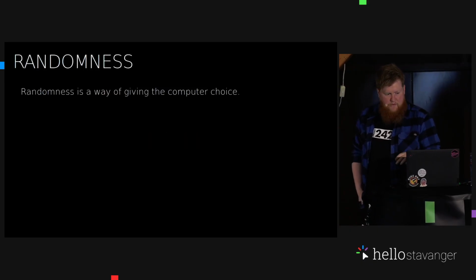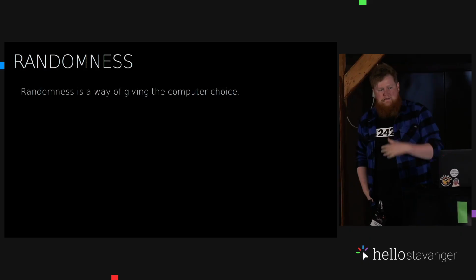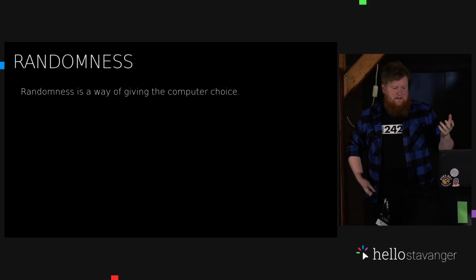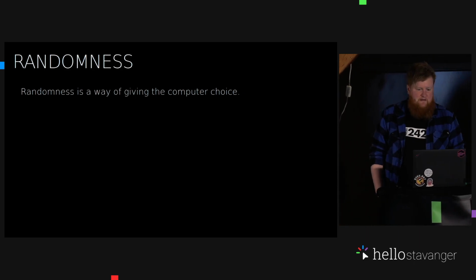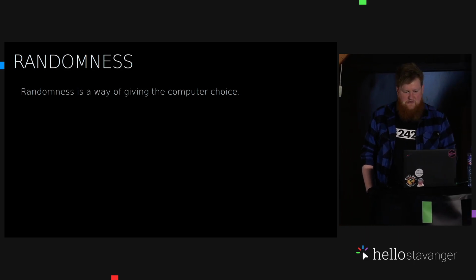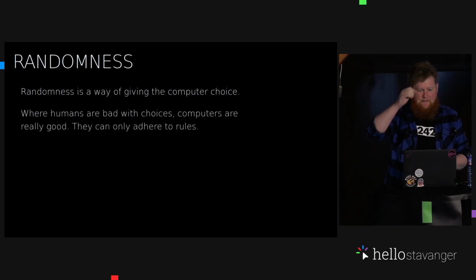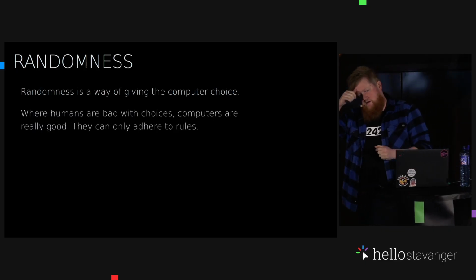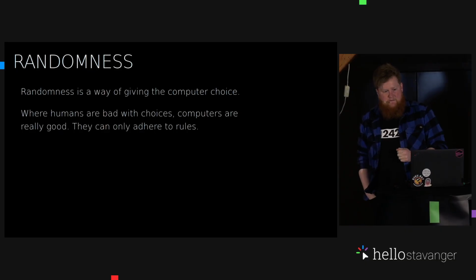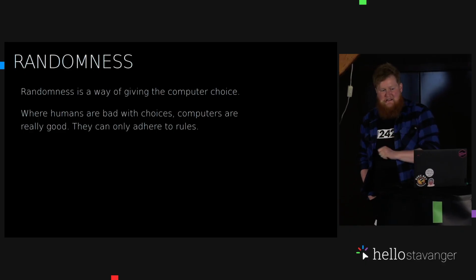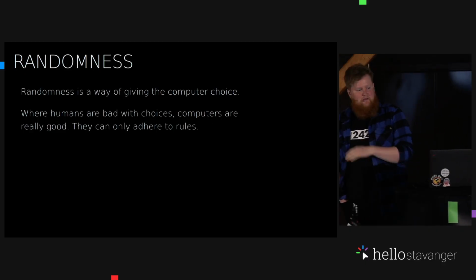Randomness is a way of essentially giving a computer a choice, in the sense that computers don't really have free will or consciousness or anything. So randomness is just an expression of entropy. Humans are really bad at making choices. Computers are really good at making choices. Not good in the sense that they're making good choices, but good in the sense that they can only adhere to rules, so they will never break a rule.